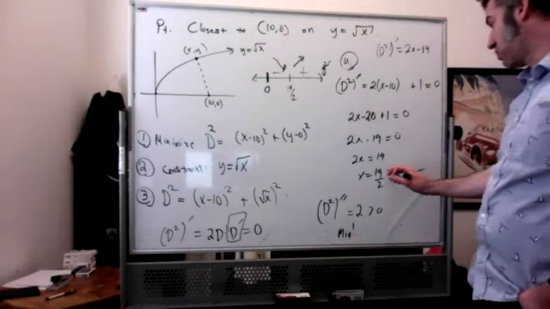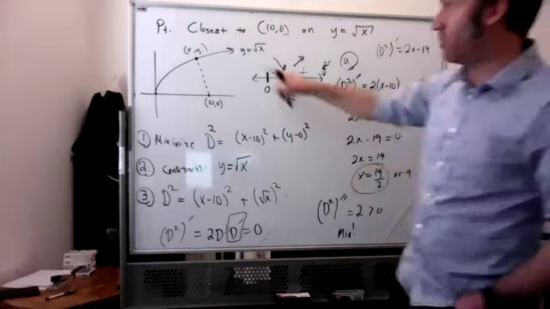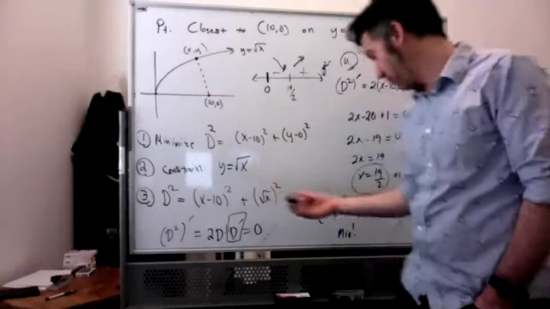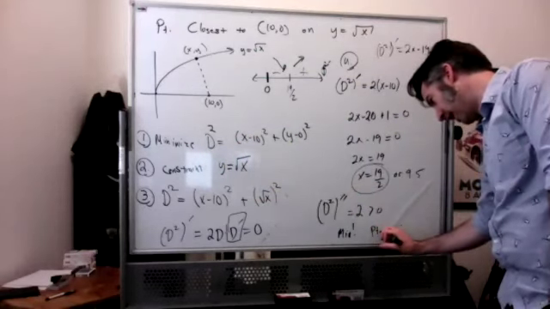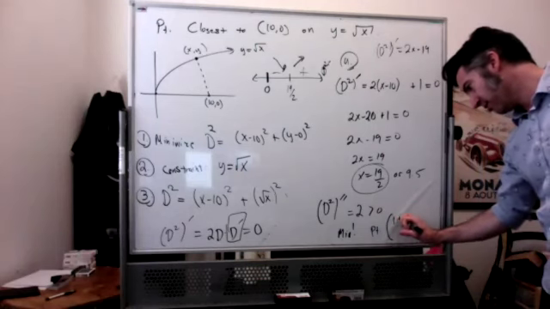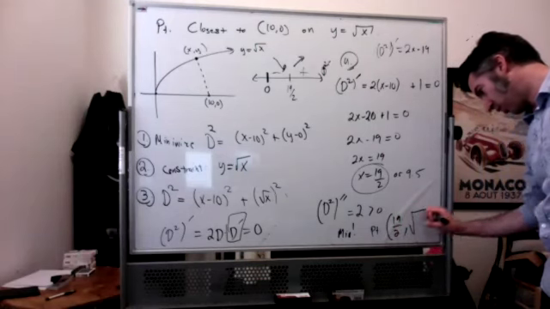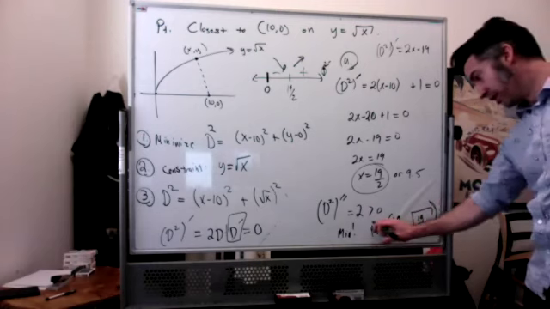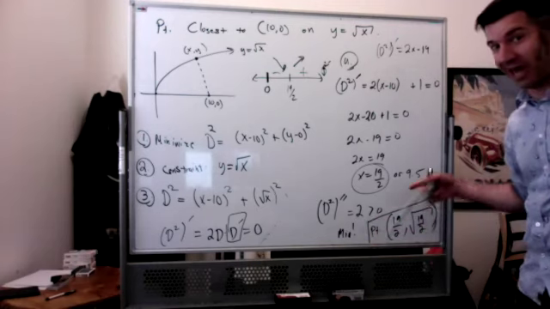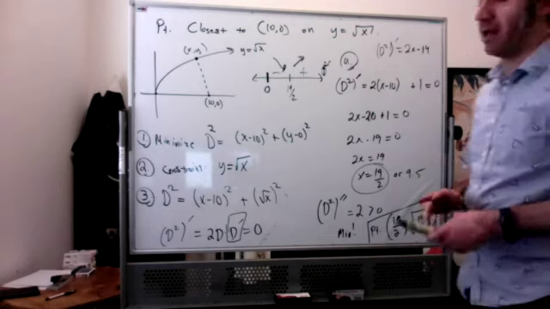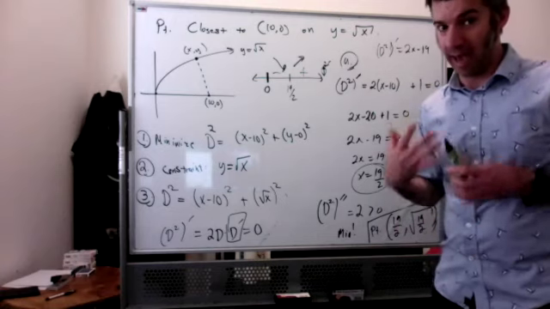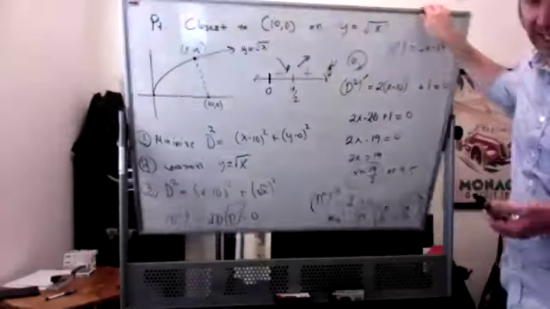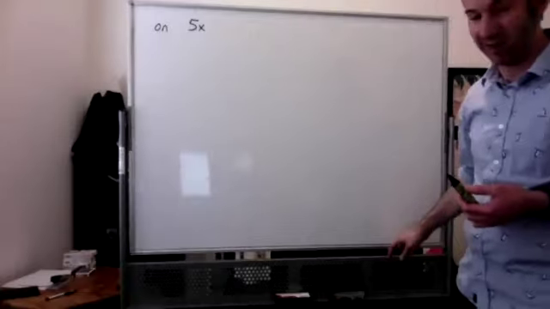So I know my x coordinate is 19/2. I know it's on the curve y equals square root of x, so I know the y coordinate is the square root of 19/2. So my point to actually answer the question is (19/2, square root of 19/2). So do really make a point of looking back to see that you have actually answered the question that's being asked. It is really easy to answer the wrong question and to lose points.